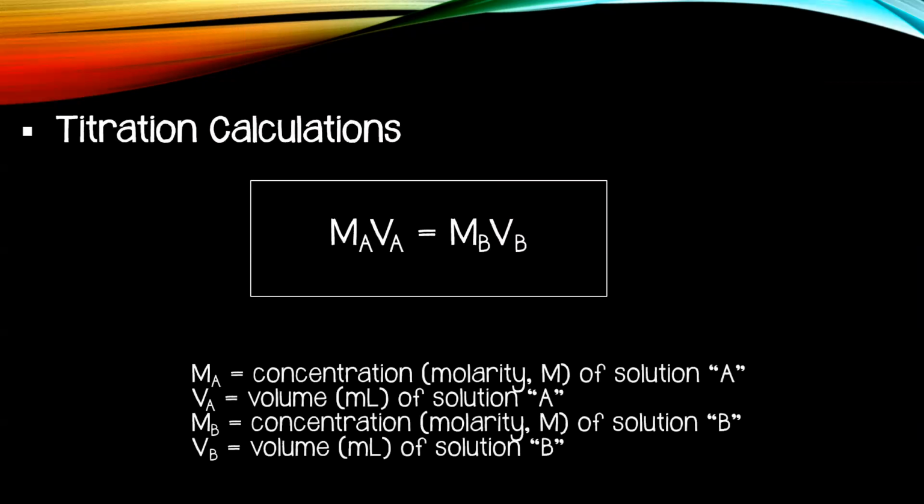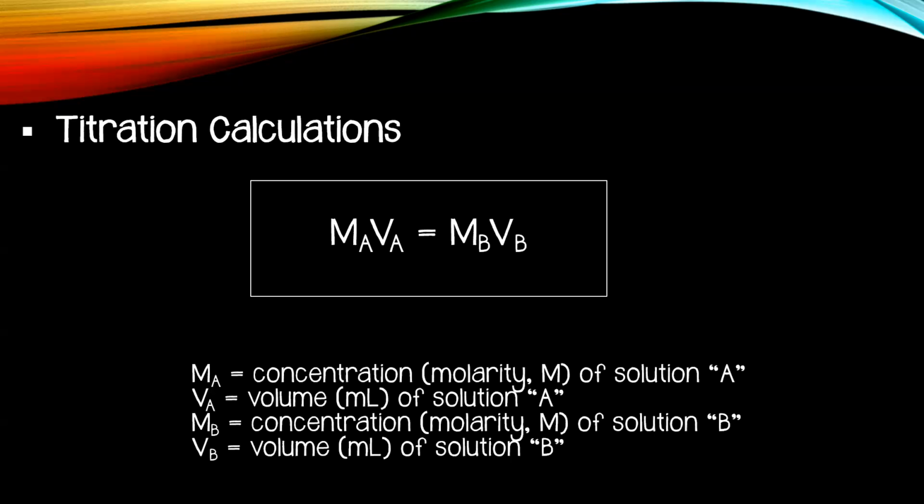For titration calculations, you're going to use this formula. Capital MA VA equals capital MB VB. So you're multiplying the molarity concentration of the acid by the volume of the acid in milliliters, and that should be equivalent to the molarity of the base concentration multiplied by the volume of base used. Once again, usually in milliliters.